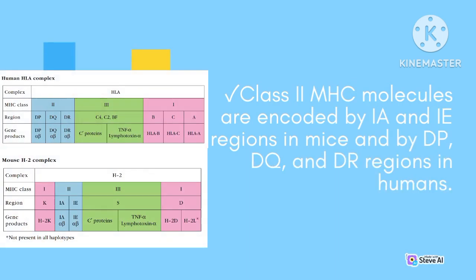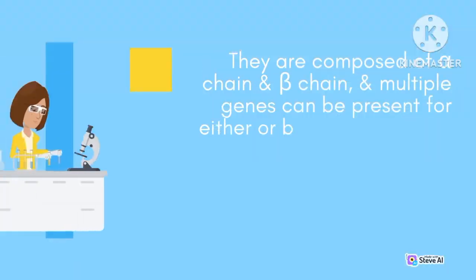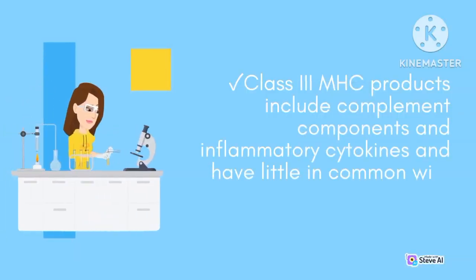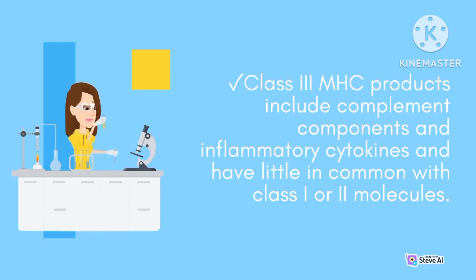Class II MHC molecules are encoded by A and E regions in mice and by DP, DQ, and DR regions in humans. They are composed of an alpha chain and a beta chain, and multiple genes can be present for either or both chains. Some additional genes in the Class II region encode non-classical Class II molecules with specialized functions. Class III MHC products include complement components and inflammatory cytokines and have little in common with Class I or II molecules.